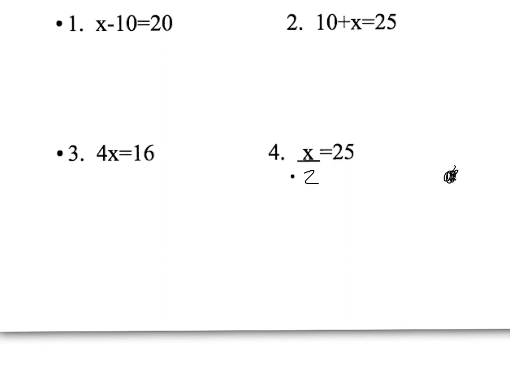These next 4 problems are your tries. Okay, so pause the video, work on them. When you get done, hit play and we'll go over them together.